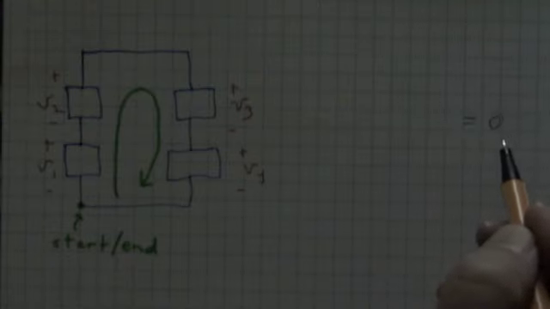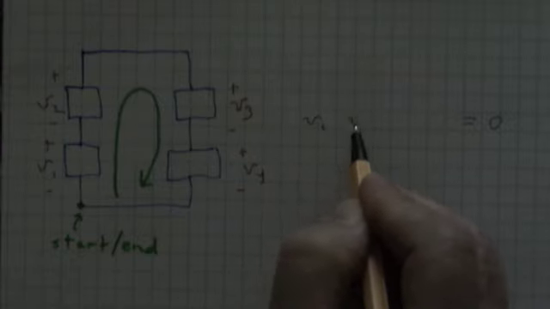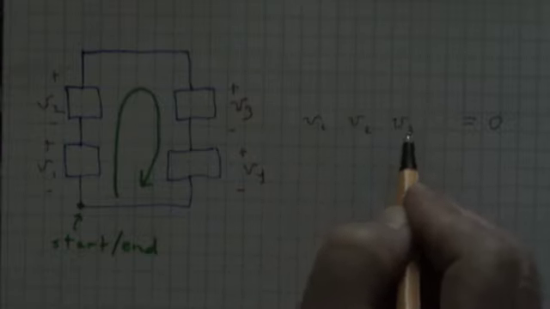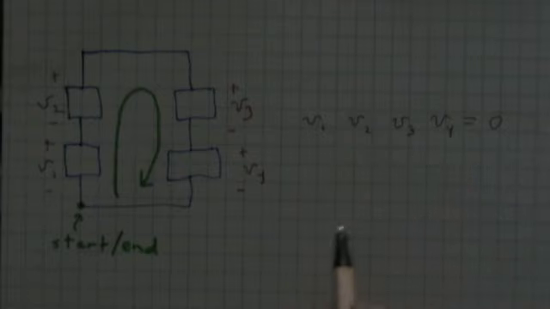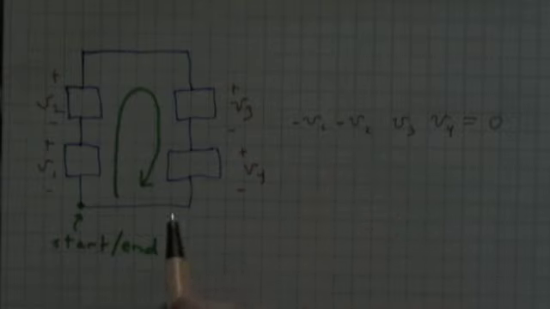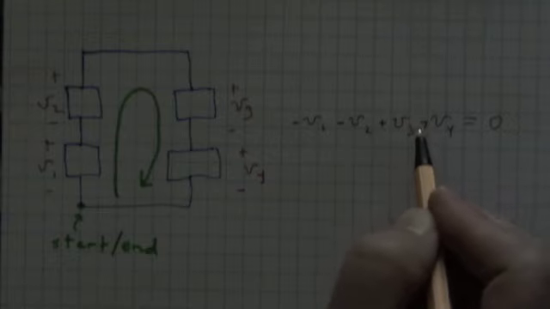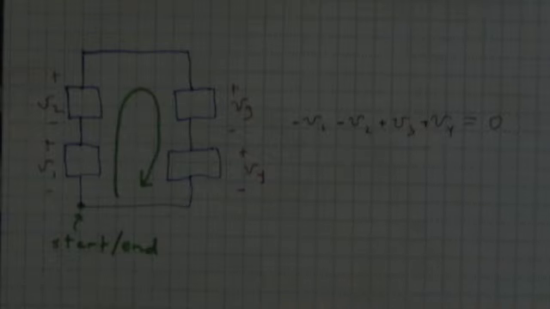One way to implement KVL is to put down an equal sign. On the right-hand side put 0. On the other side put all the voltages encountered in going around the loop. If we enter the voltage at the minus sign, use a minus in front of the voltage. If we enter it at the plus side, use a plus in front of the voltage. The algebraic sum of voltages around that loop is equal to 0.